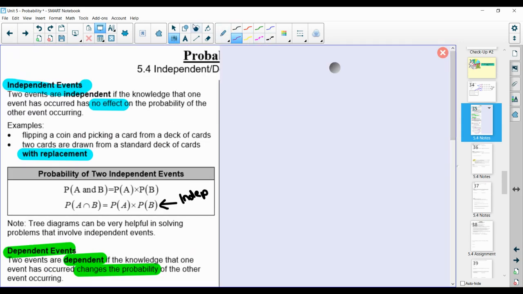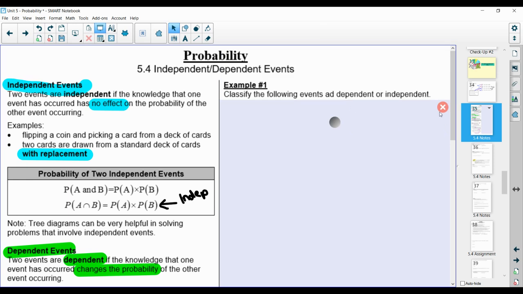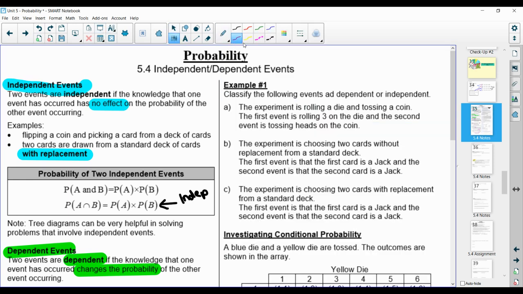All right, so let's take a look at some examples here. Example number 1, we're just going to be classifying these as independent or dependent. So first of all, it says classify the following events as dependent or independent. So I'll fix my spelling mistake there. The first one says the experiment is rolling a die and tossing a coin. The first event is rolling a 3 on the die, and the second event is tossing a heads on the coin. Now, the outcome doesn't really matter. It's the experiment itself we're looking at. We're rolling a die, and we're tossing a coin. One outcome does not impact the other, so this is an example of independent.